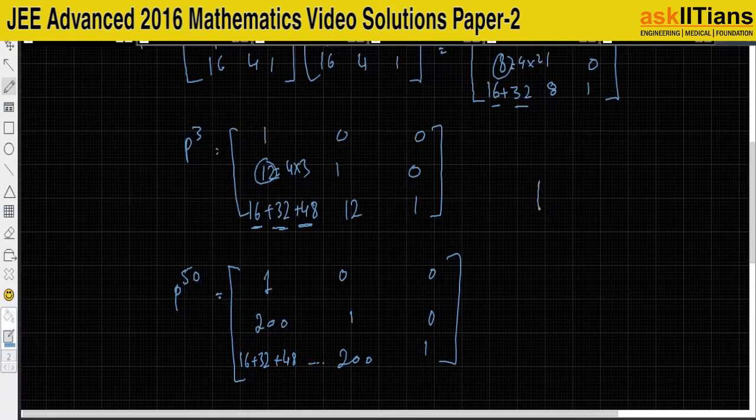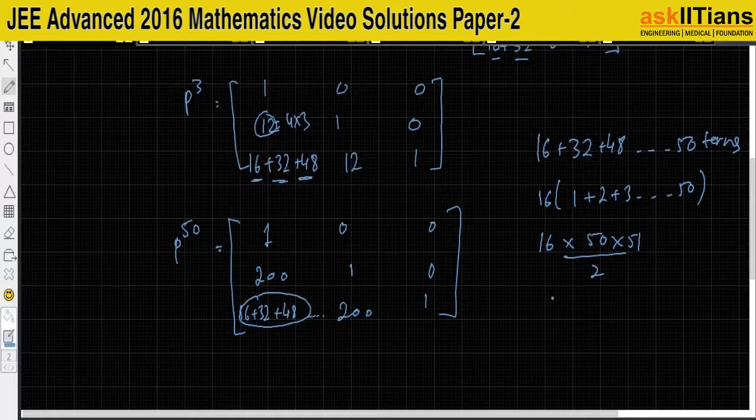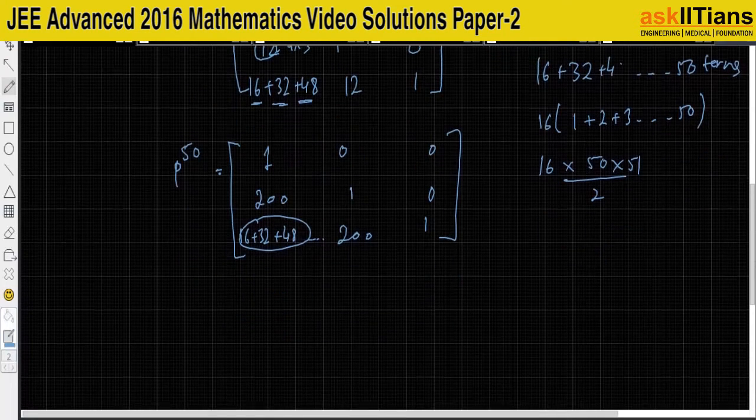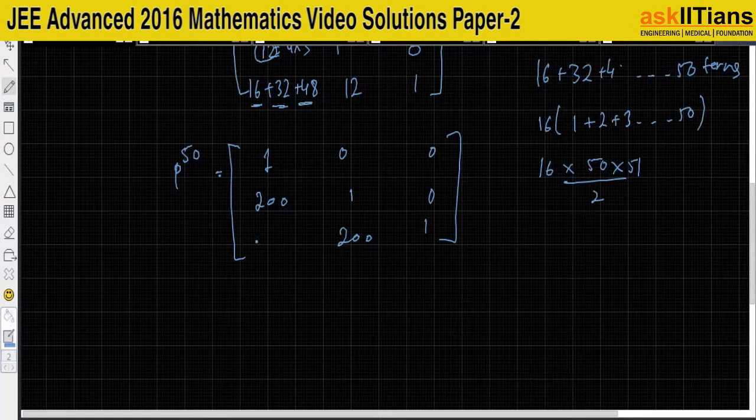Now what will be the summation of this series, 16 plus 32 plus 48 up to 50 terms? If I take 16 common, I'll get 1 plus 2 plus 3 till 50. This series can be written as n into n plus 1 divided by 2, that is 50 into 51 divided by 2. So this element will be 16 into 50 into 51 divided by 2.